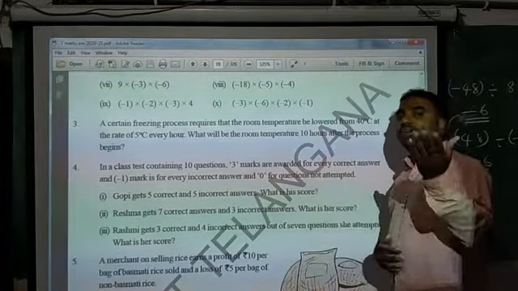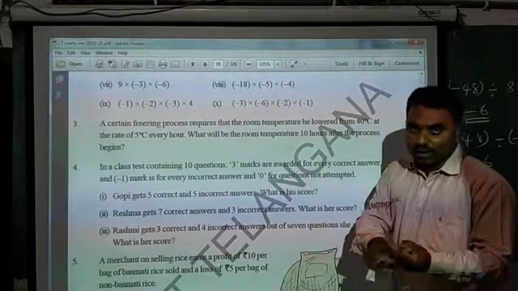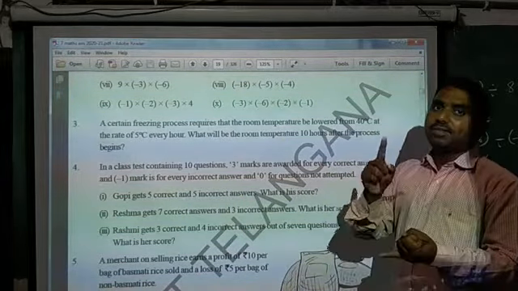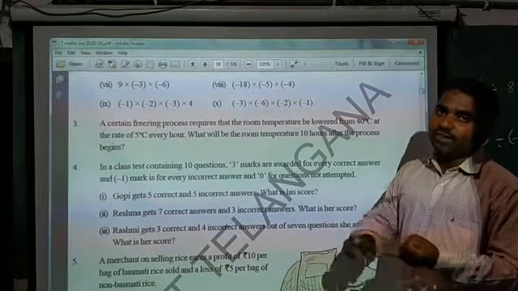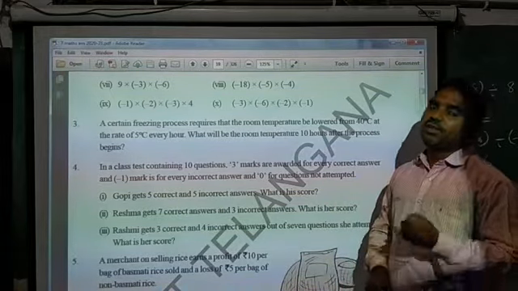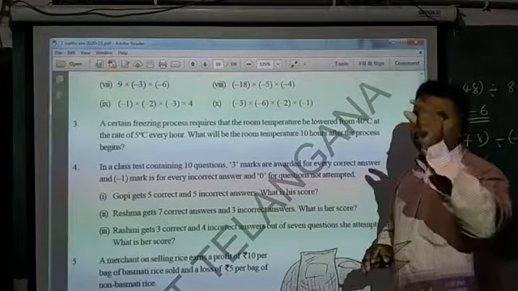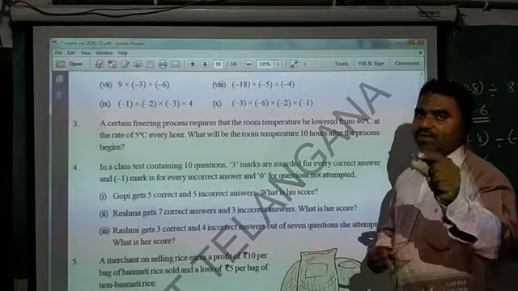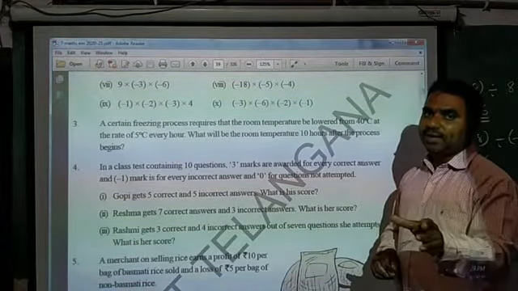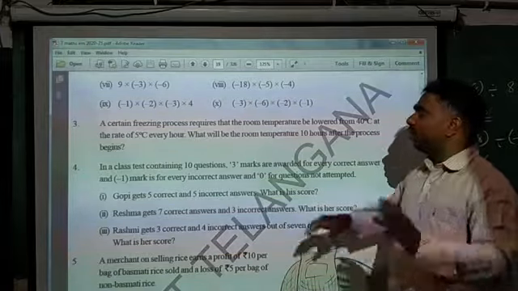The final answer you can find, because you know we can operate all integers. You know addition of integers, subtraction of integers, multiplication of integers, division of integers. So you can check it yourself and you can answer it. The simple thing: present temperature is 40. For every 1 hour, 5 degrees is decreasing. I want to know for 10 hours how much is decreasing.